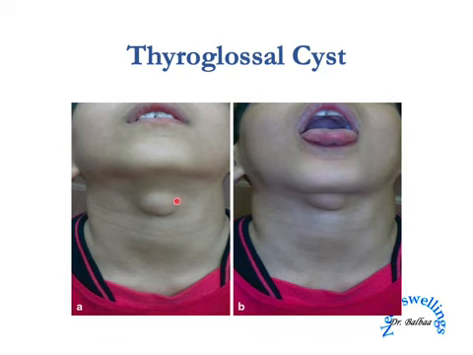The borders are well defined, the surface is smooth, and one of the very important pathognomonic features is that it moves up with deglutition, as it is attached to the hyoid bone, and it moves up with protrusion of the tongue, as it is attached to the foramen cecum, as you all know.